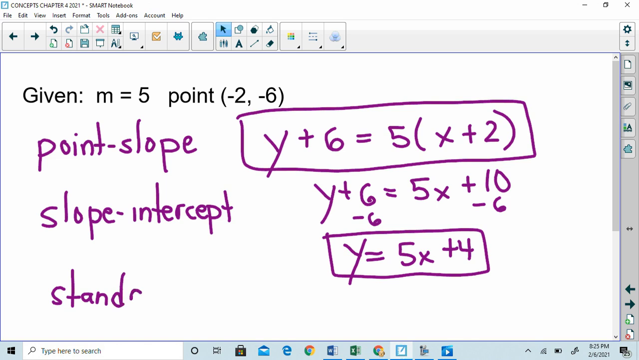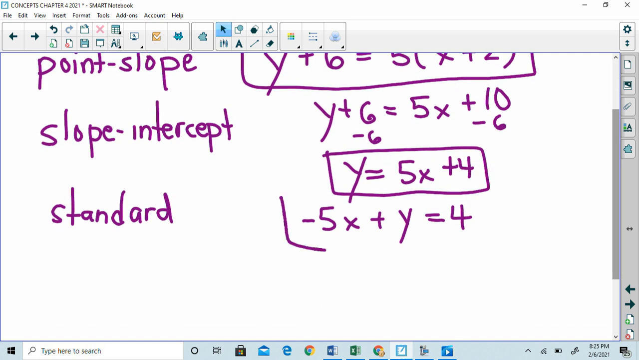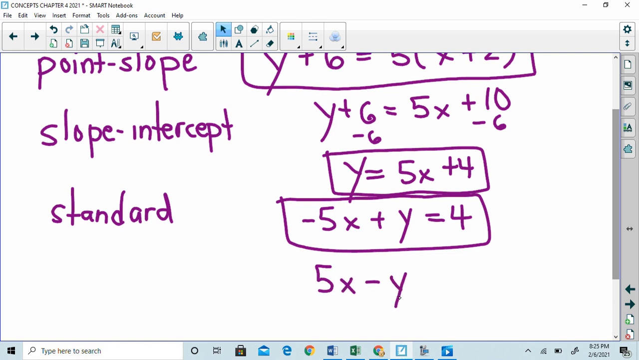Standard is my ax plus by equals c. So I move my x term over by subtraction this time. If I wanted to, I could leave it like this, but there's a second form with a leading term that's positive. So there are always two standard form variations here. These are both the standard form of this equation. And there you have your three forms.